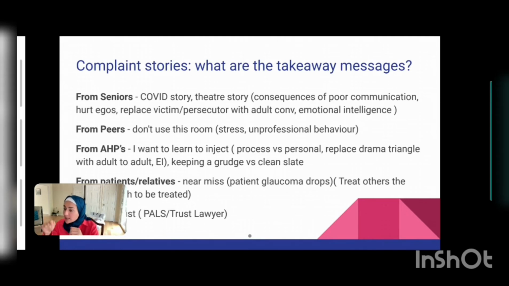Now, for whatever reason, that senior colleague didn't feel satisfied. They felt that the junior had broken the rules. So they made a formal complaint. And then that went to the GMC, and then the doctor was investigated. It caused so much stress, and the doctor went off sick from work. So the takeaway message here is the consequences of poor communication.